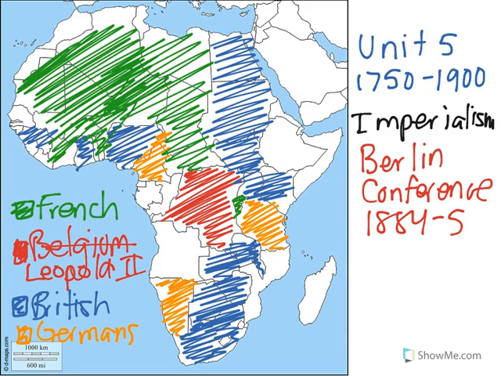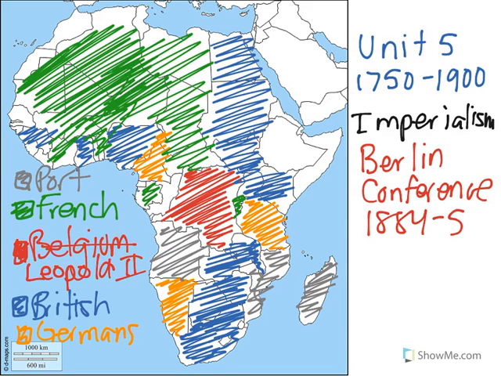Just to be a perfectionist, I want to have the Portuguese on here also. The Portuguese, which we labeled on the last map, were these. And a small portion of this. They also had Sao Tome and Principe, which is an island here.